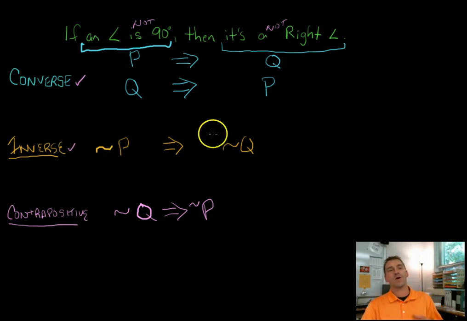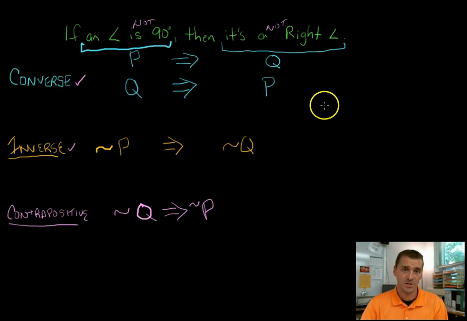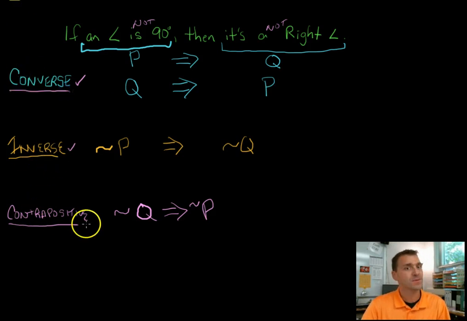And then we're going to talk about whether these things are true or false, because that leads into a huge discussion whether these things are right or they are not right. Because you can converse anything, you can inverse anything, you can contrapositive anything, but that doesn't mean they're still true.